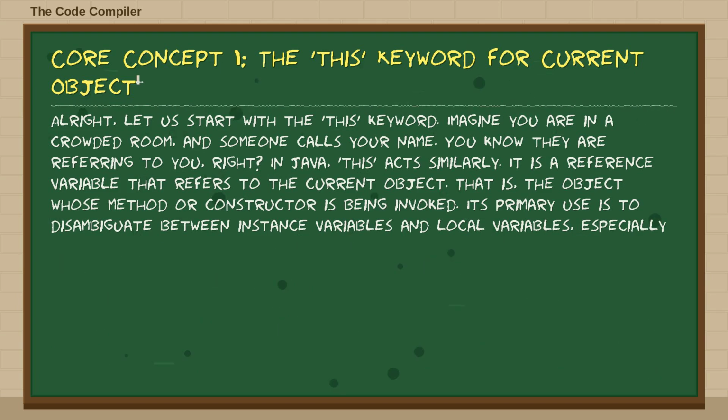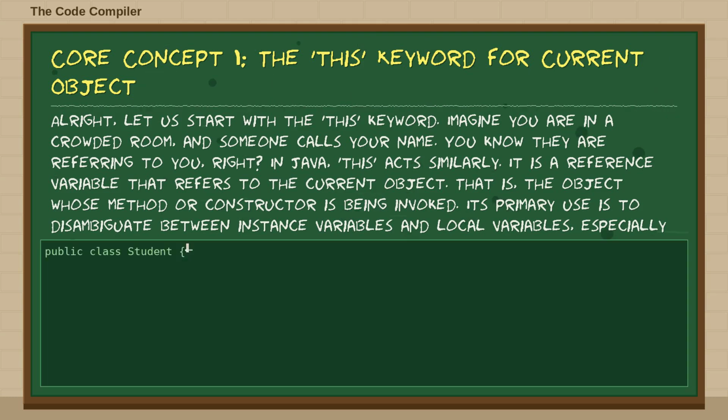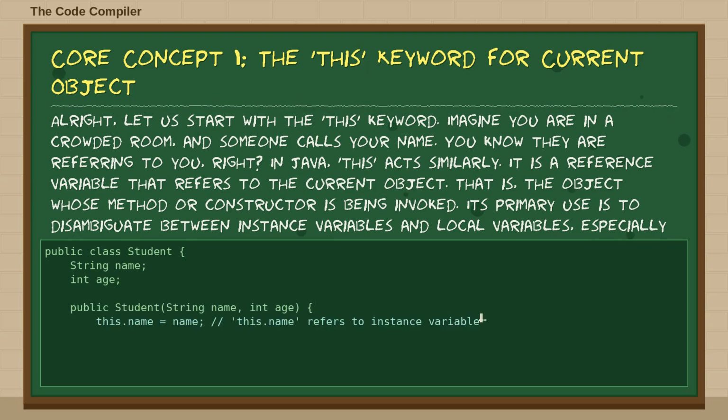For example, in a constructor, if you have a parameter named name and an instance variable also named name, this.name clearly indicates the instance variable. This helps in avoiding confusion and ensures you are assigning values to the correct class members. It is a fundamental concept for maintaining clarity in your class definitions.